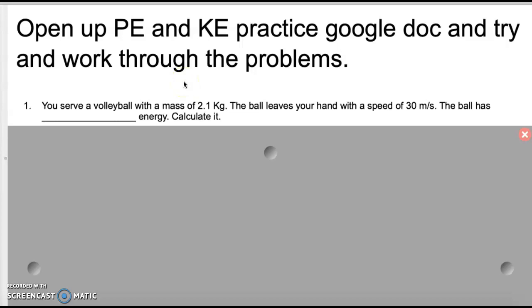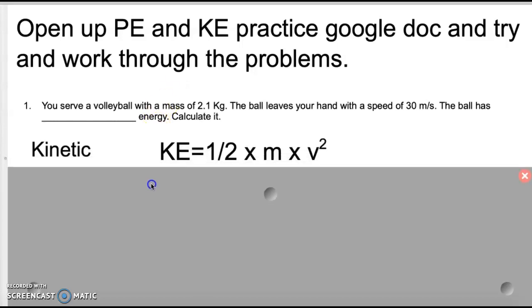I'll go through number 1 with you again, just in case. It says number 1, you serve a volleyball with a mass of 2.1 kilograms. The ball leaves your hand with a speed of 30 meters per second. The ball has blank energy, and now calculate it. Remember, we have to ask ourselves a question: is the object moving or not? It says it is moving because it's giving you a speed number. So we know that is kinetic energy. So we need to calculate the kinetic energy using the kinetic energy formula.